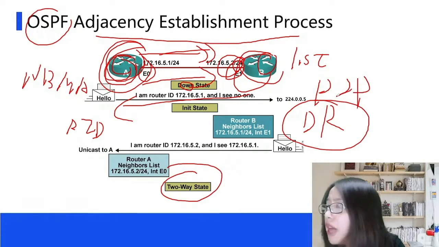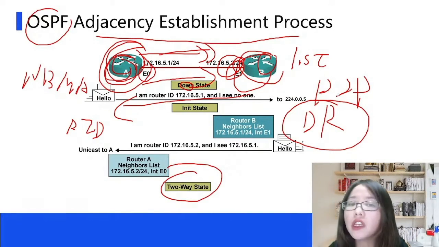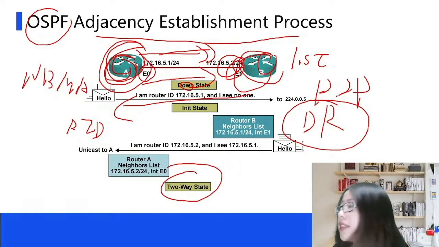So does anyone know this knowledge about OSPF? If you know the OSPF adjacency establishment process, you can interact with me.